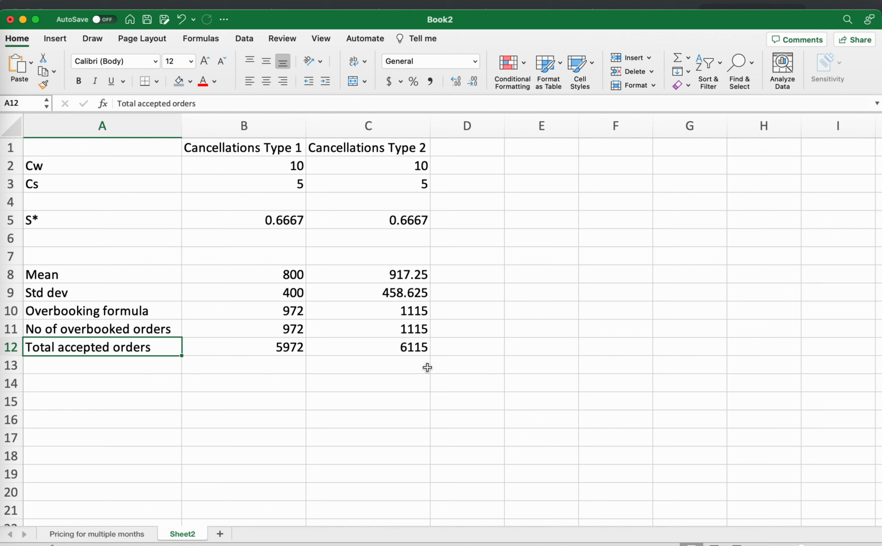And the reason this is way more complicated than the value before is that the mean and standard deviation values were given to you directly, as opposed to here, where the mean and standard deviation themselves depend upon the number of overbooked orders. So it's almost like a circular formula, and you have to do everything together at the same time. So that's basically that.